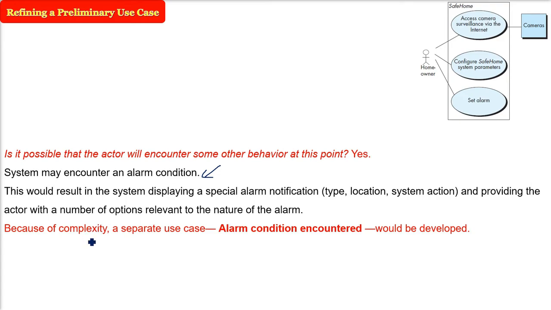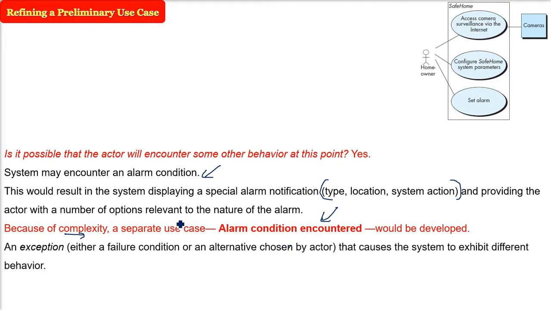Now, because of the complexity of this situation, we cannot just solve it here, because we have to see the different kinds of permutation and combination. We have to make a separate use case that is called alarm condition encountered. I hope you got the idea. The answering of this question has created a new separate use case, because it has multiple scenarios that can be made. And use case is all about capturing a scenario. So alarm condition encountered will be a different use case.